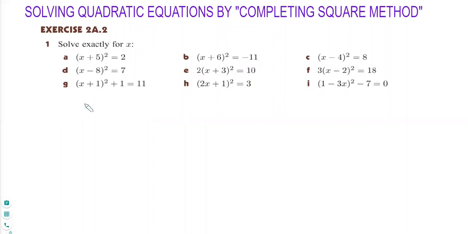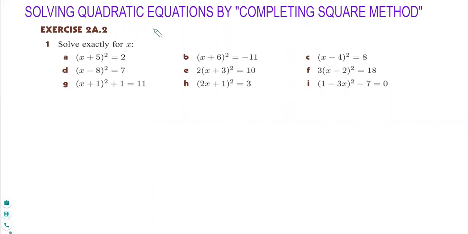Okay, so we'll be learning the method of solving quadratic equations by the completing square method. It's the second method of solving a quadratic equation. The first method was the factorization method, and that method is not applicable to every quadratic equation, right? But this completing square method can be used to solve any kind of quadratic equation, right?